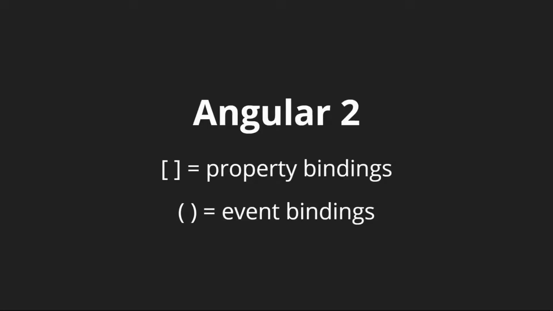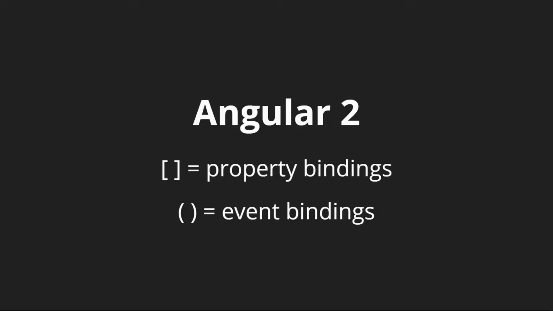So far, we've seen one-way data binding. We've seen the property bindings where we get information into a template or an element. And we've also seen event bindings where we get information sent from the template out to the class. Now, what about one of our favorite features from Angular 1, which was two-way data binding?